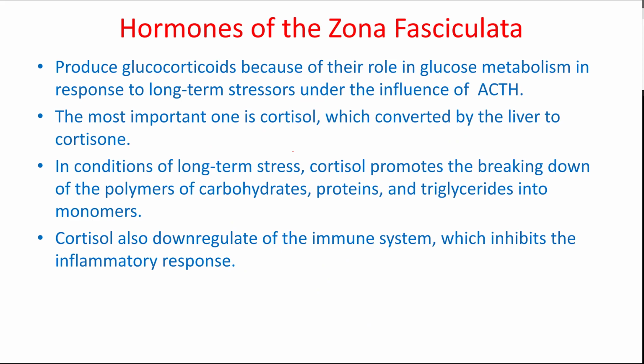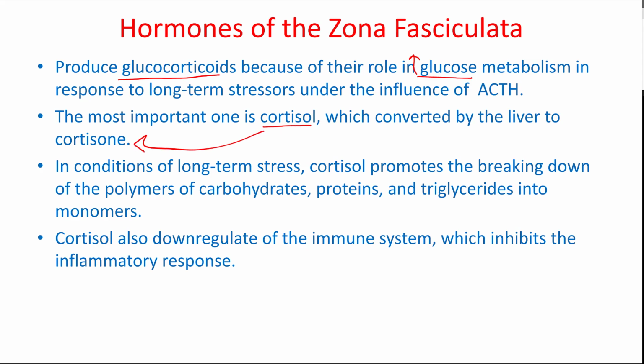For the zona fasciculata, we have glucocorticoids. And those glucocorticoids would help in regulating glucose. Technically, they would increase the glucose levels. Okay, they will increase the glucose levels. The most important one is the cortisol, and the cortisol in the liver will get converted into cortisone.